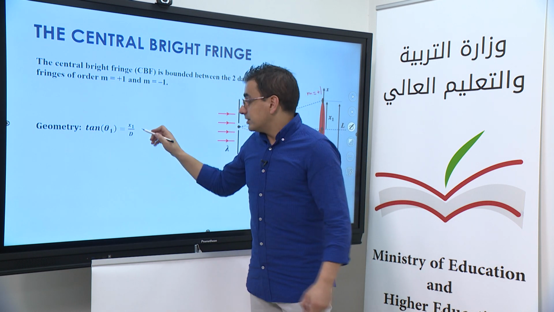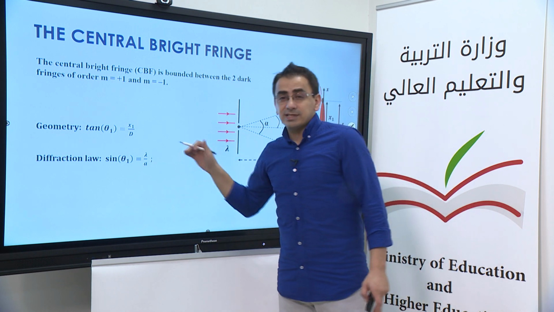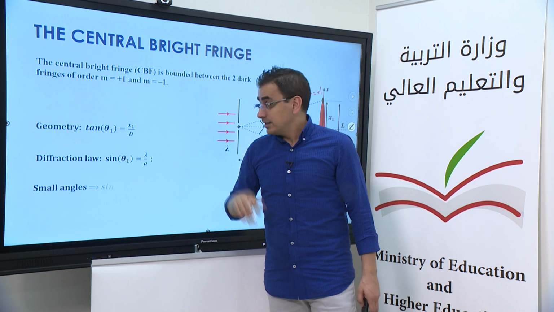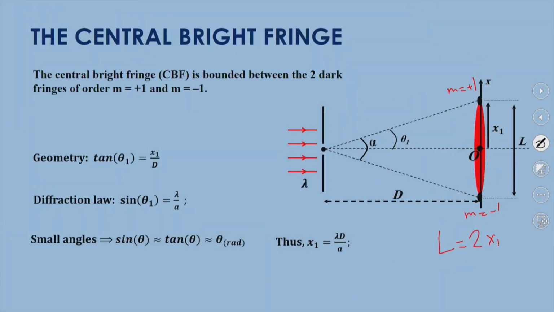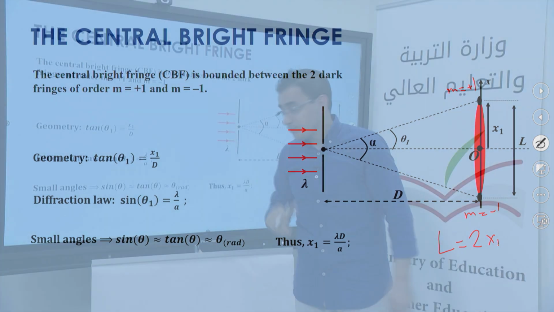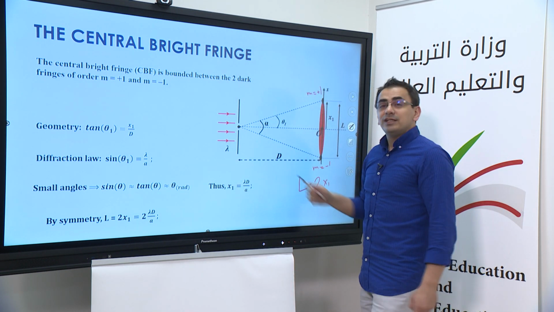So we take tangent θ1 equals x1 over d. We already know that. By the diffraction law, sine equals lambda over a. I went quickly over these. Small angular approximations, so these are equal. Sorry if I'm moving fast, because this is a simple application of what we have seen previously and in the previous application as well. So combining these two, we got x1 equals lambda d over a.